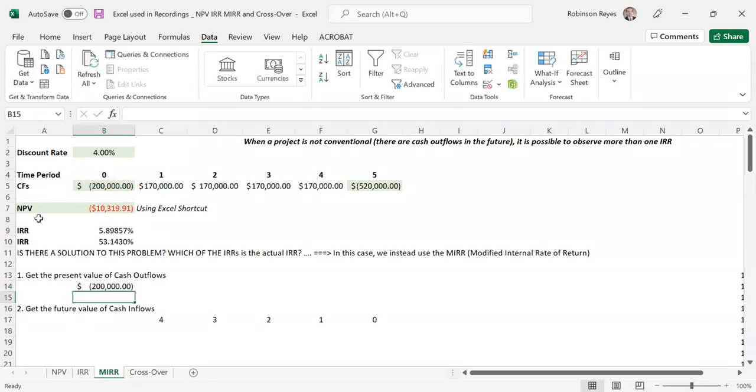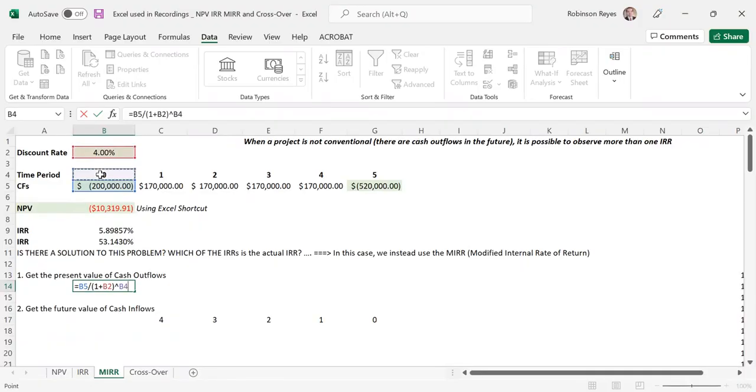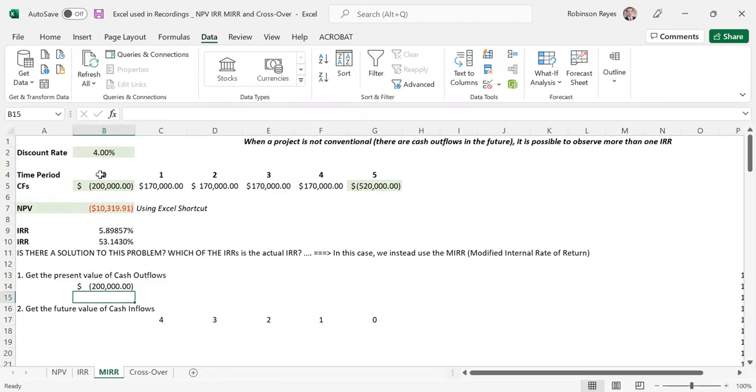I can just keep it like that, but if somebody is becoming confused, divided by 1 plus the rate to the power of time, because the power of time is 0, the denominator becomes 1, so we end up with the same negative $200,000. Now, other cash outflows. We do not have more outflows here, but we have an outflow here, so we get the present value again.